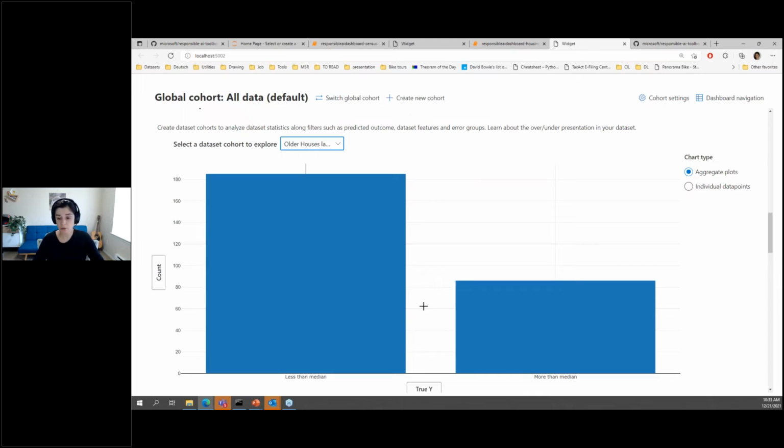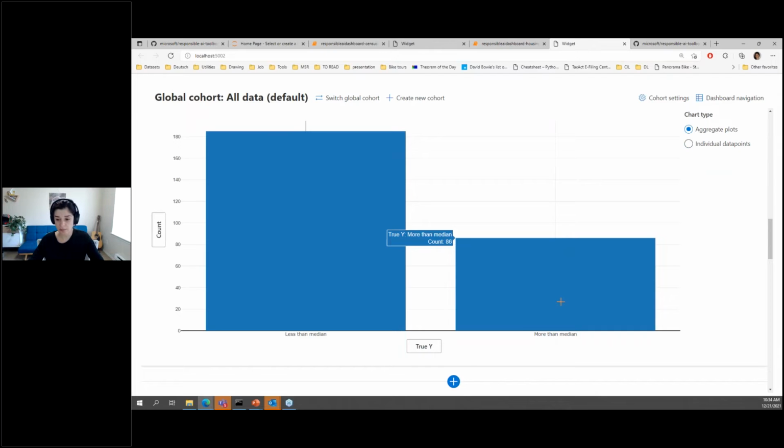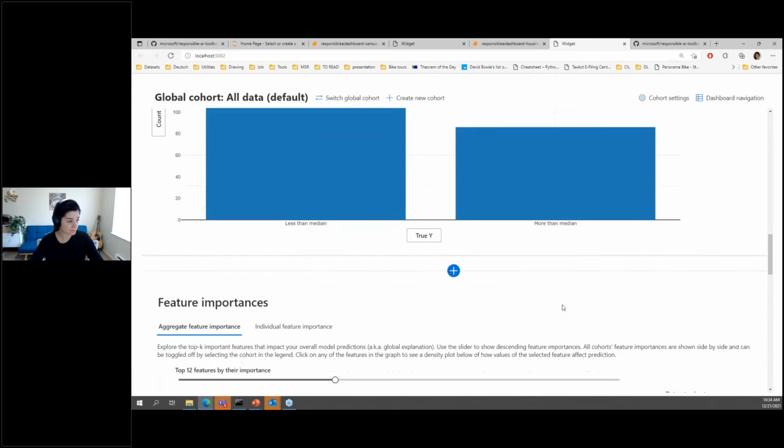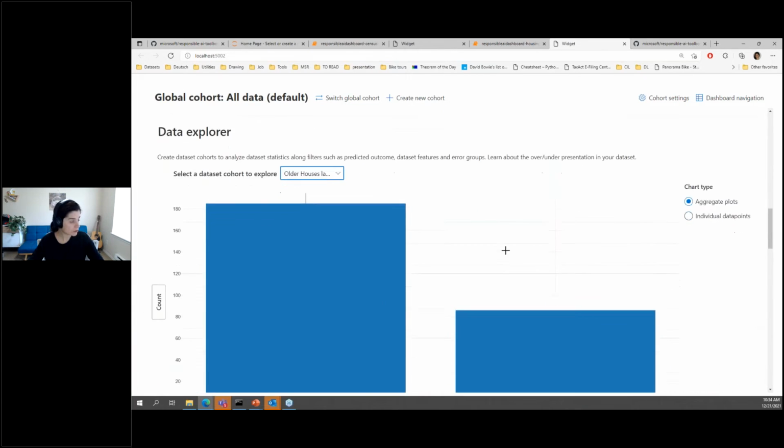And basically, this means that what perhaps I should do as a next step in order to mitigate this problem would be to either balance the data for this particular cohort, or to synthesize more data for this particular part of the cohort, so that I get richer information about what a house that is older and sells for more than median looks like. What is the richness of the feature space that will help me to make this prediction? So this is one part of diagnosis.